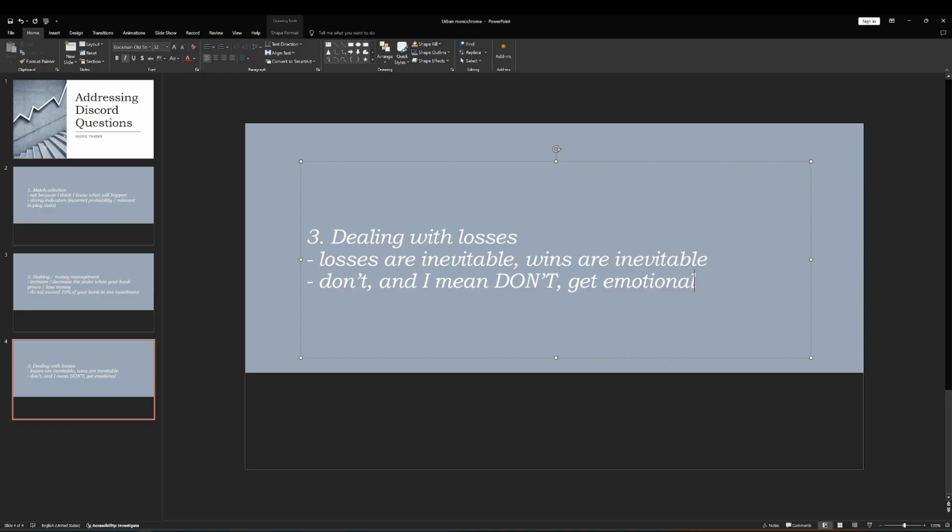So don't. I mean, if you feel sorry for the stake that you lost, your stake was too high, lower the stake next time, right? Because losses are inevitable.